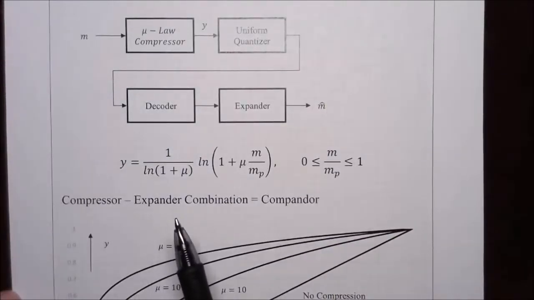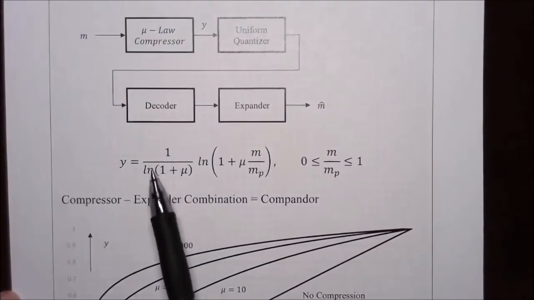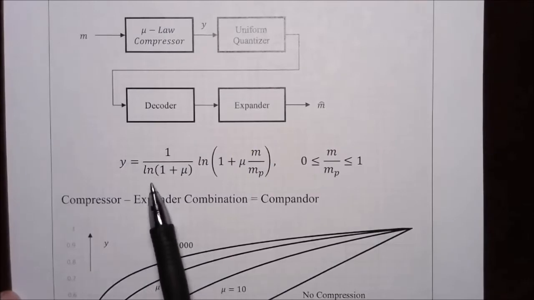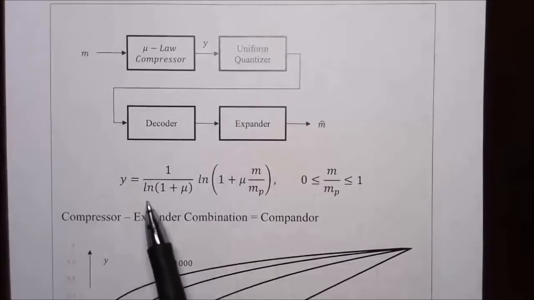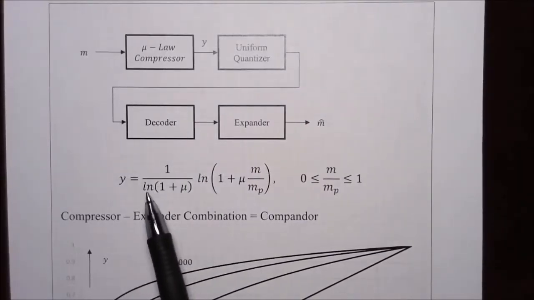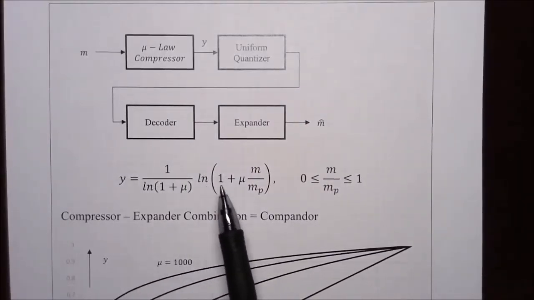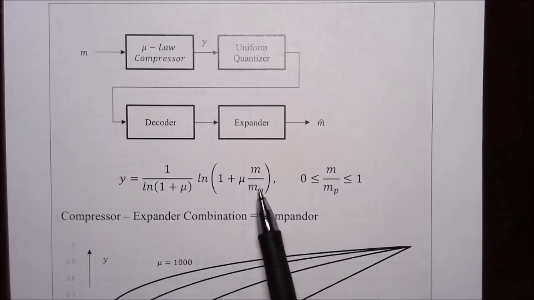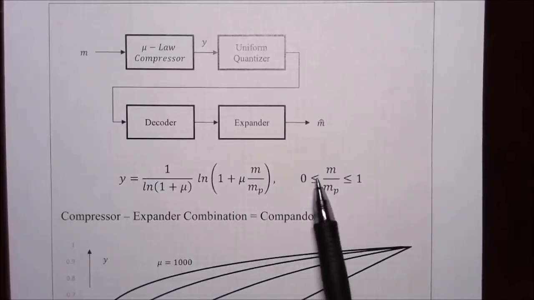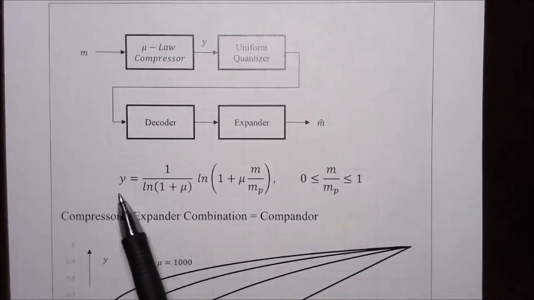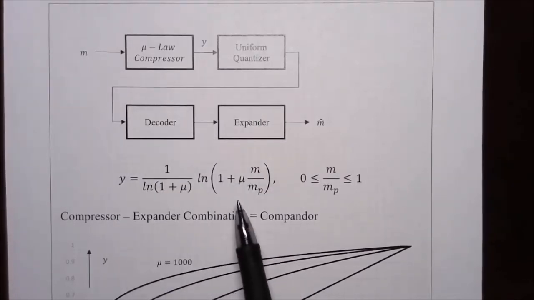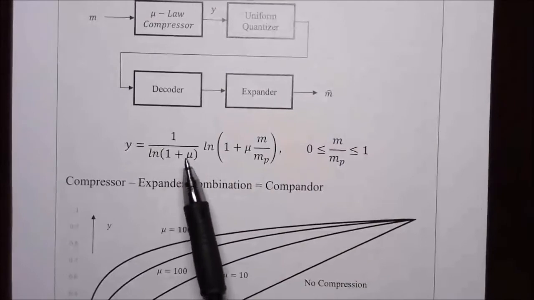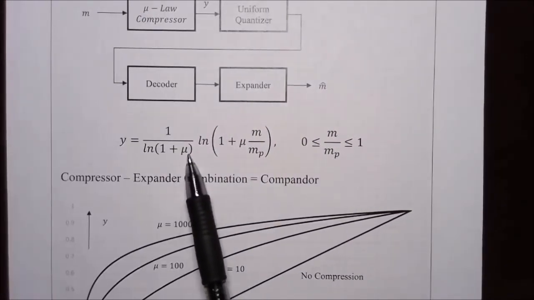So this is an equation for a mu law compressor. The output of the compressor Y is given by this equation, 1 over the natural log of 1 plus mu times the natural log of 1 plus mu times m divided by mp. This is good for the ratio of m to mp between 0 and 1. This equation gives the compressed value for Y. And it depends upon the compression factor mu.